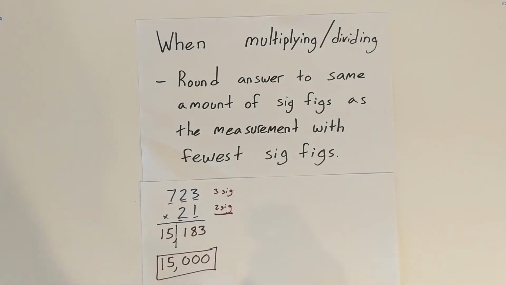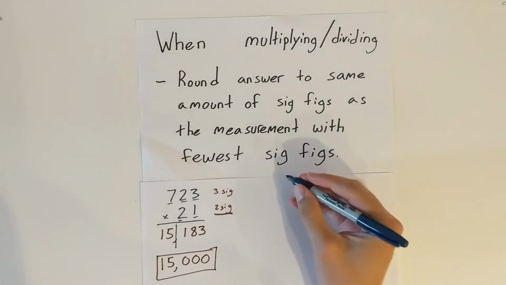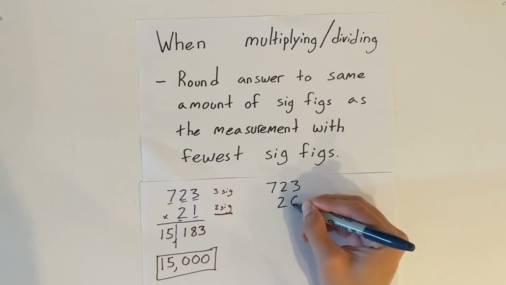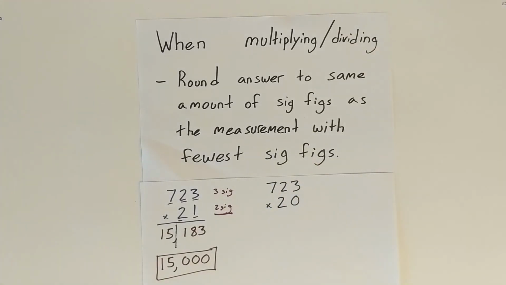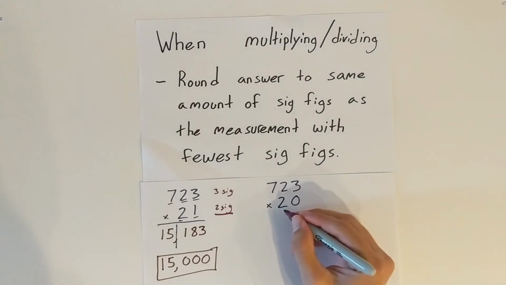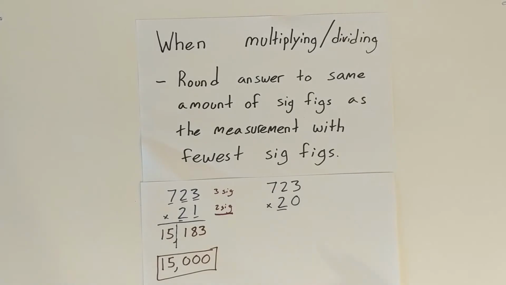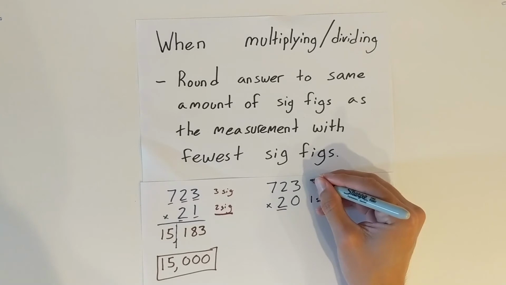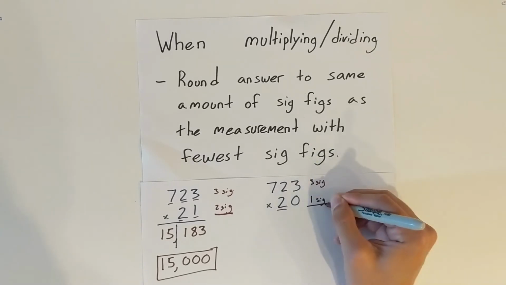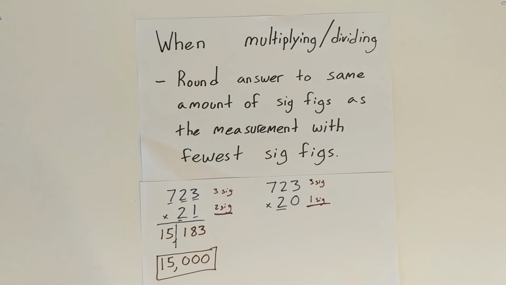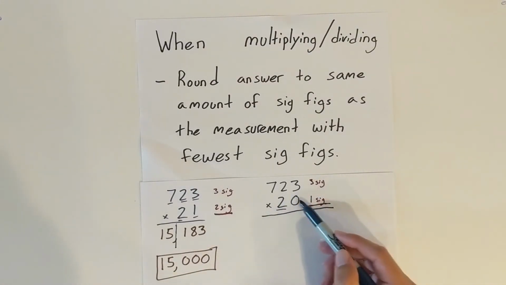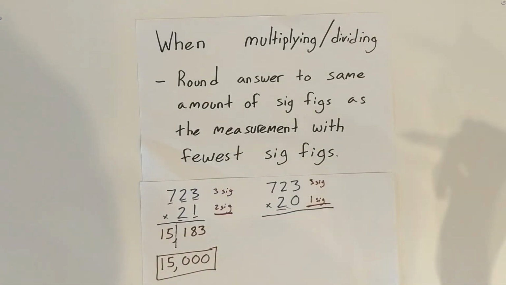All right, so we'll do a few more similar to this. Again, if I have my measurement 723 and a measurement of 20, 20 only has 1 significant figure, because this 0 is just a placeholder. So that's 1 significant figure. 723 again is 3 significant figures. So we are going to round it now to 1 significant figure, which might not seem very precise, but that just means the tool we used to measure right here that got 20 wasn't a very precise tool.